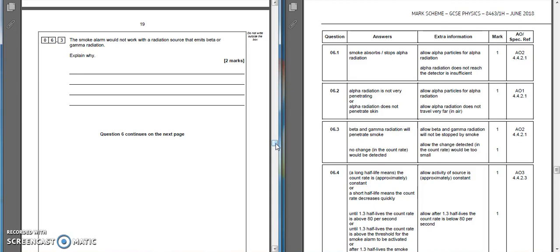There's your first mark. And if you only got one mark, it's probably because you didn't say what the impact on that would be. So if they're both too penetrating, there's going to be no change in the electrical current that's flowing, so the detector wouldn't pick up any change at all.